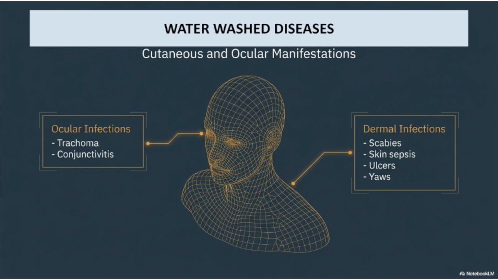Water-washed diseases show up as cutaneous and ocular manifestations. Ocular infections include trachoma and conjunctivitis. Dermal infections include scabies, skin sepsis, ulcers, and yaws.